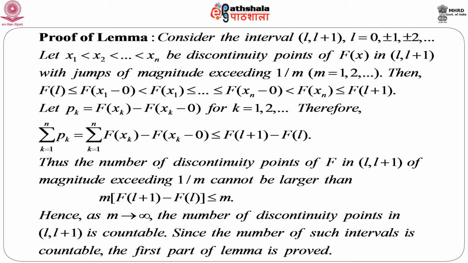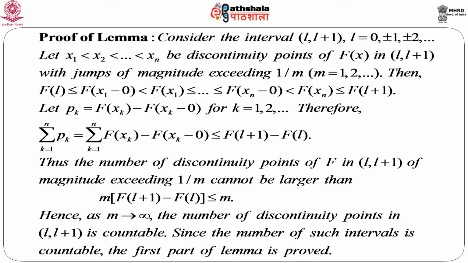Thus, the number of discontinuity points of f within this interval L to L plus 1, for a fixed L, of magnitude exceeding 1 by m, cannot be larger than m times this quantity, that is m times f of L plus 1 minus f of L, which is less than or equal to m. Now, m is defined for any positive integer. So, if we let m go to infinity, naturally the number of discontinuity points in this interval L to L plus 1 is countable. Again, since the number of such intervals is countable, we can immediately conclude that the first part of the lemma is proved, because it ensures that the number of discontinuity points of f is at most countable.